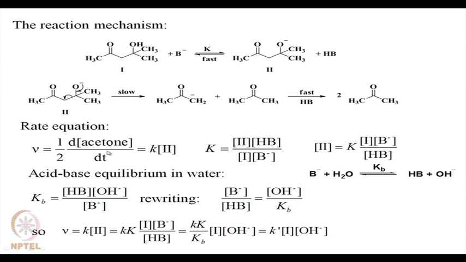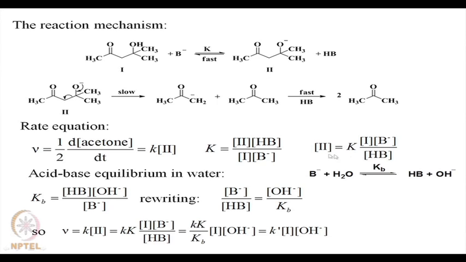Now, the rate equation. Rate of reaction is half d[acetone]/dt, that is the rate of formation of acetone, and ultimately if we follow these expressions, K equal to 2 into HB divided by 1 into B-, and then the concentration of 2 will be, this one is 1, this one is 2.